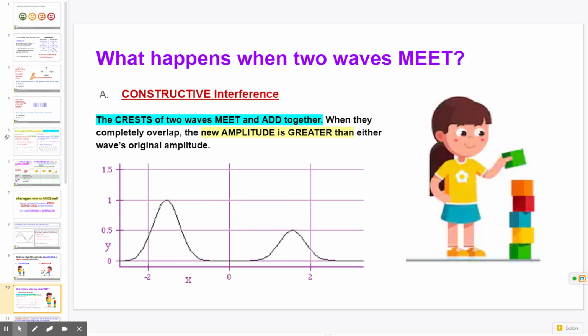So constructive interference makes a new wave that's even bigger than the starting waves. Constructive interference is when two crests overlap and they add together. Their amplitudes add together to make a wave that's bigger, and the amplitude is greater than either of the starting amplitudes, either of the original amplitudes.